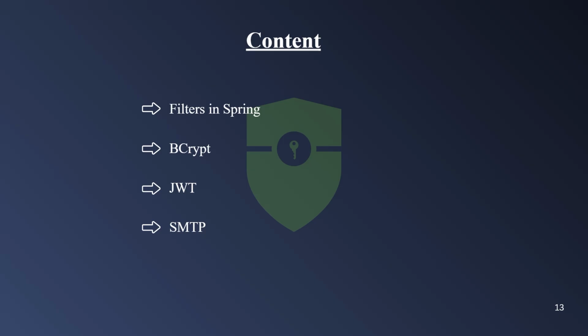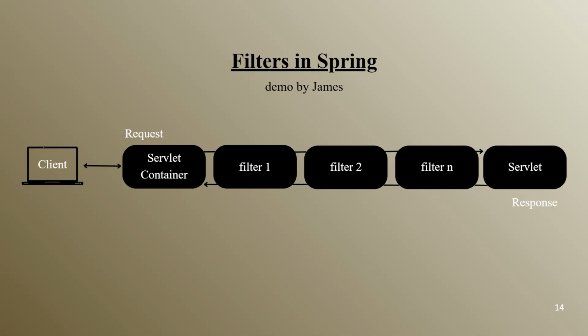So we have filters in Spring. We have BCrypt, JWT, and SMTP. All right. Filters in Spring. Right before your request actually hits your controller, it goes through these kinds of filters that you can implement.